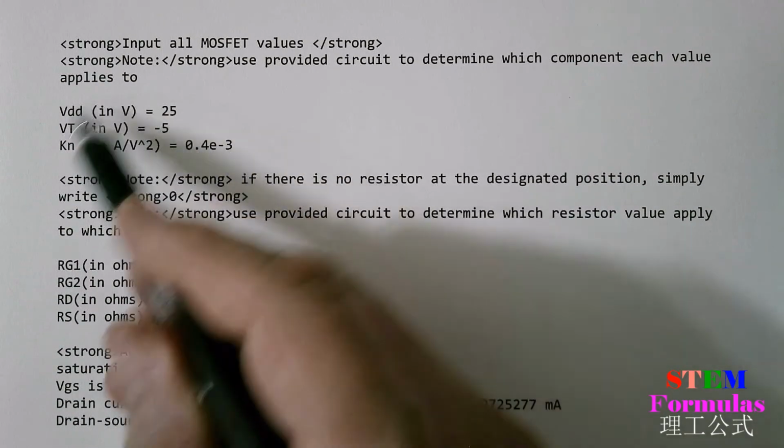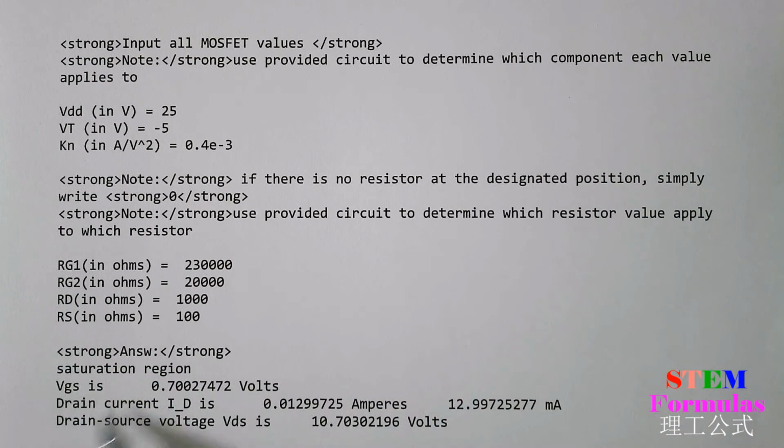When we input all these quantities, we get the answer as follows. The MOSFET is operated in saturation region. VGS equal to 0.7 volts. The drain current ID equal to 12.997 milliamp. The drain source voltage VDS is 10.7 volts.